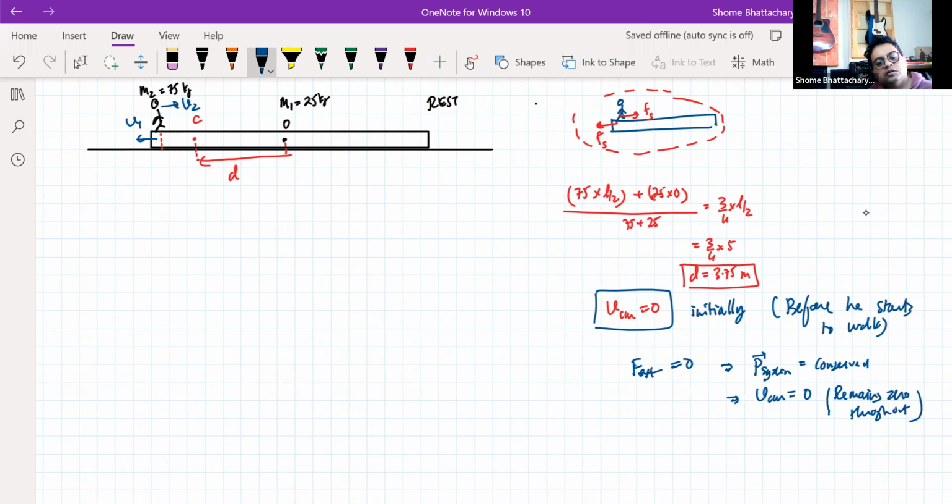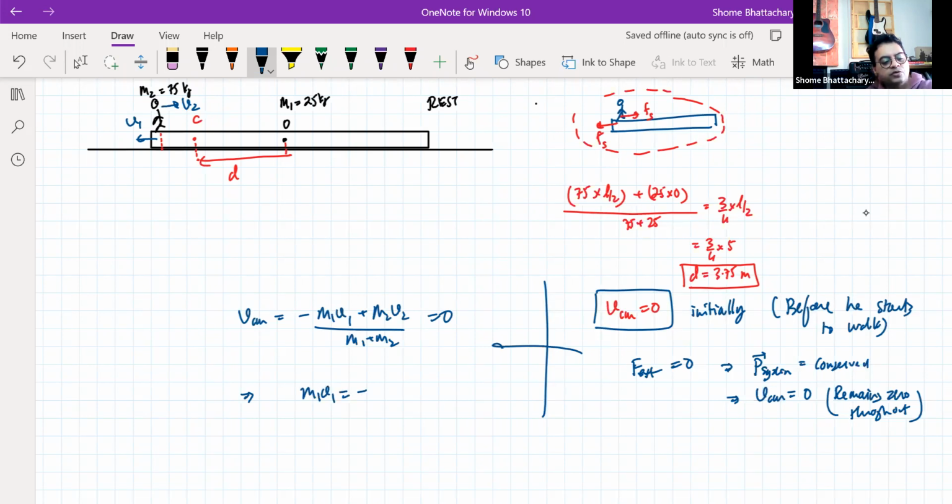Throughout. So we have the formula then that PCM here will become minus M1 V1 because it's in the negative direction, plus M2 V2, it's in the forward direction, divided by M1 plus M2, and this should be 0. So M1 V1 in the backward direction should be M2 V2 in the forward direction, so that the momentum of the system remains 0. Okay, so we have 3V1 is equal to V2 by substituting 75 kg and 25 kg, or we have V1 is to V2 is 1 is to 3.